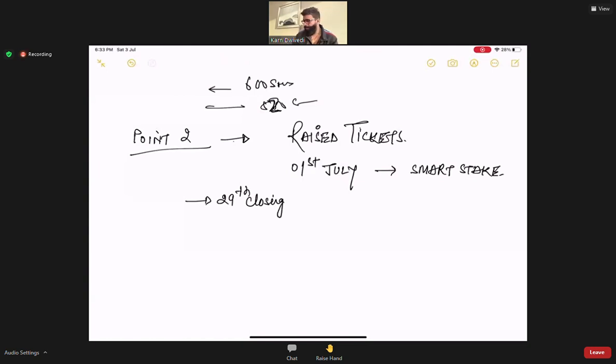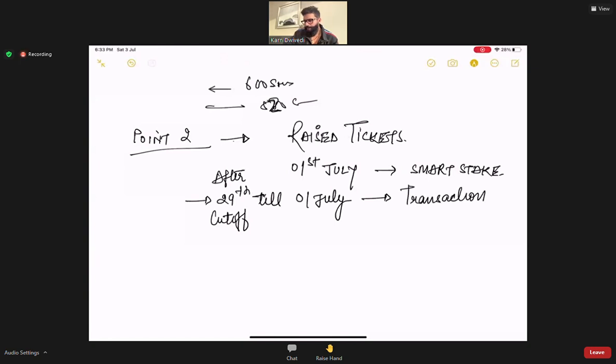Let me not say closing, because closing you get confused. Let's say after the 29th cutoff till 1st of July, the transactions which you have done from wallet to wallet, right? And in your transactions, you were unable to activate the package, which means your package was not activated. It was not done. And your EPT is in the wallet, which has now gone for smart stake.